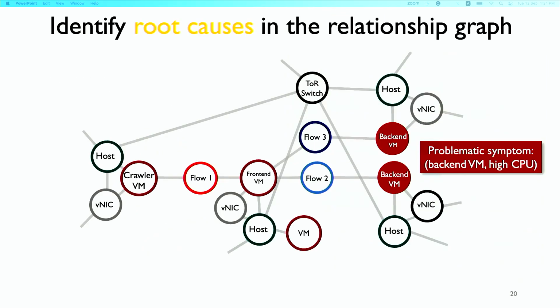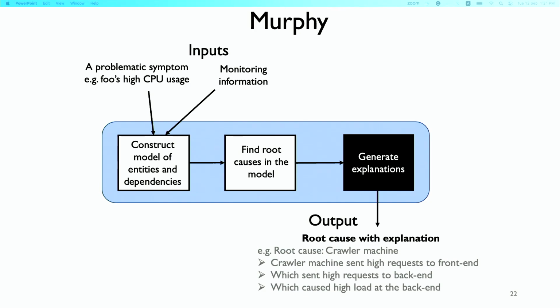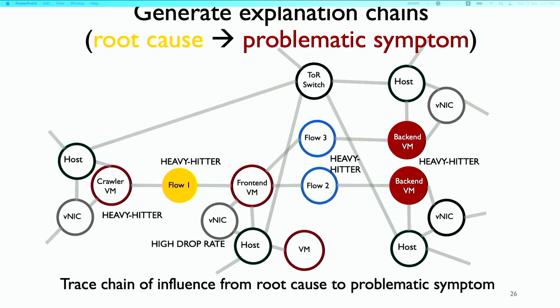So in this relationship graph, using this algorithm, Murphy identifies that these three entities are the root causes for the problematic symptom. Now, the analysis ends here, but we also found out that it was useful to attach simple explanations to the root causes. So to do that, we trace the likely chain of influence from the root cause to the problematic symptom, and this allows the operator to better interpret the root causes that Murphy produces.